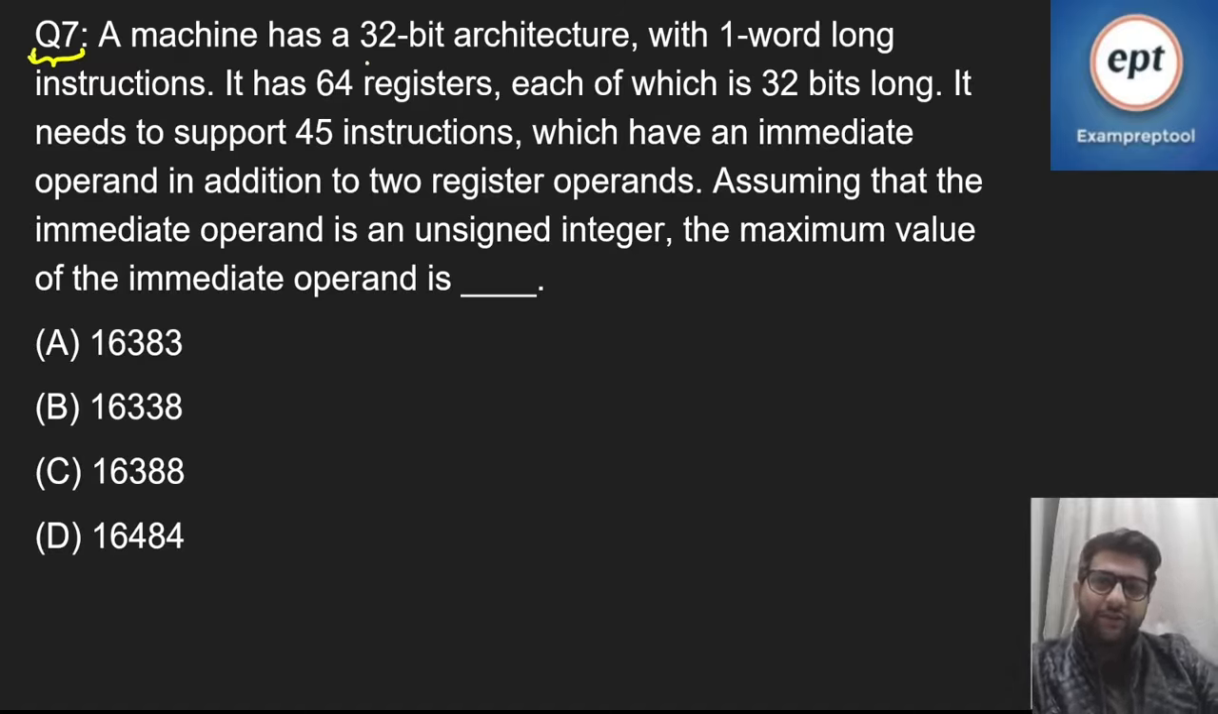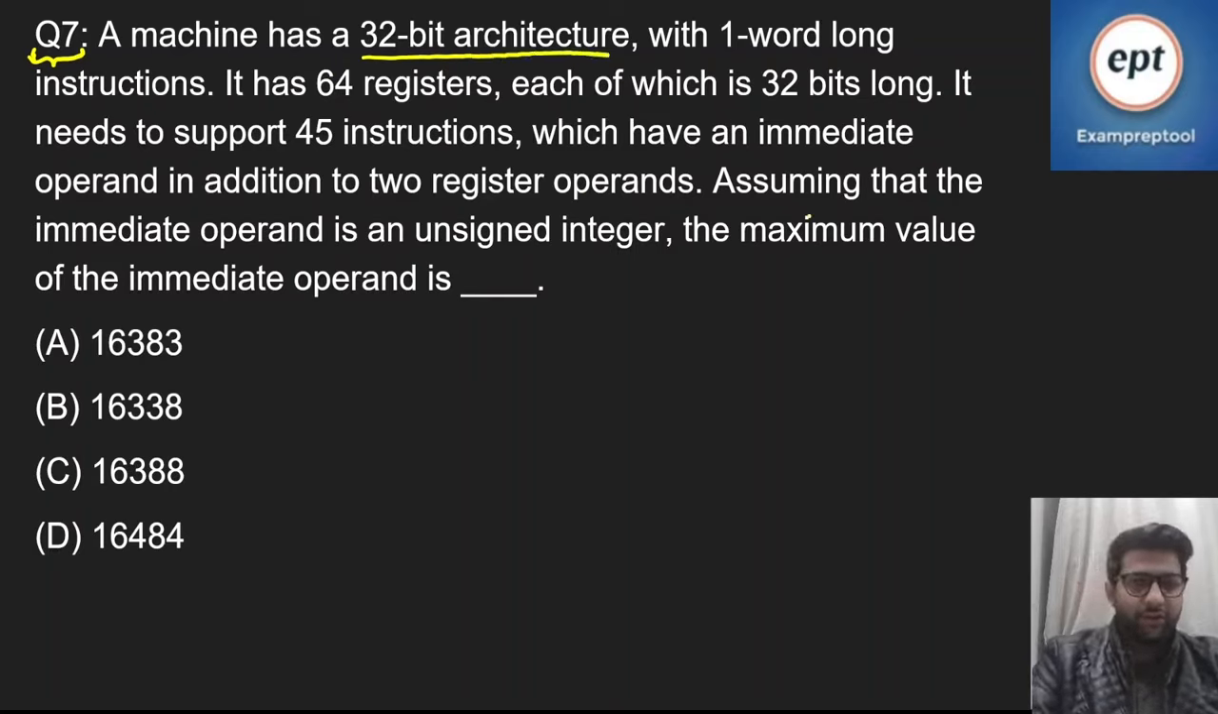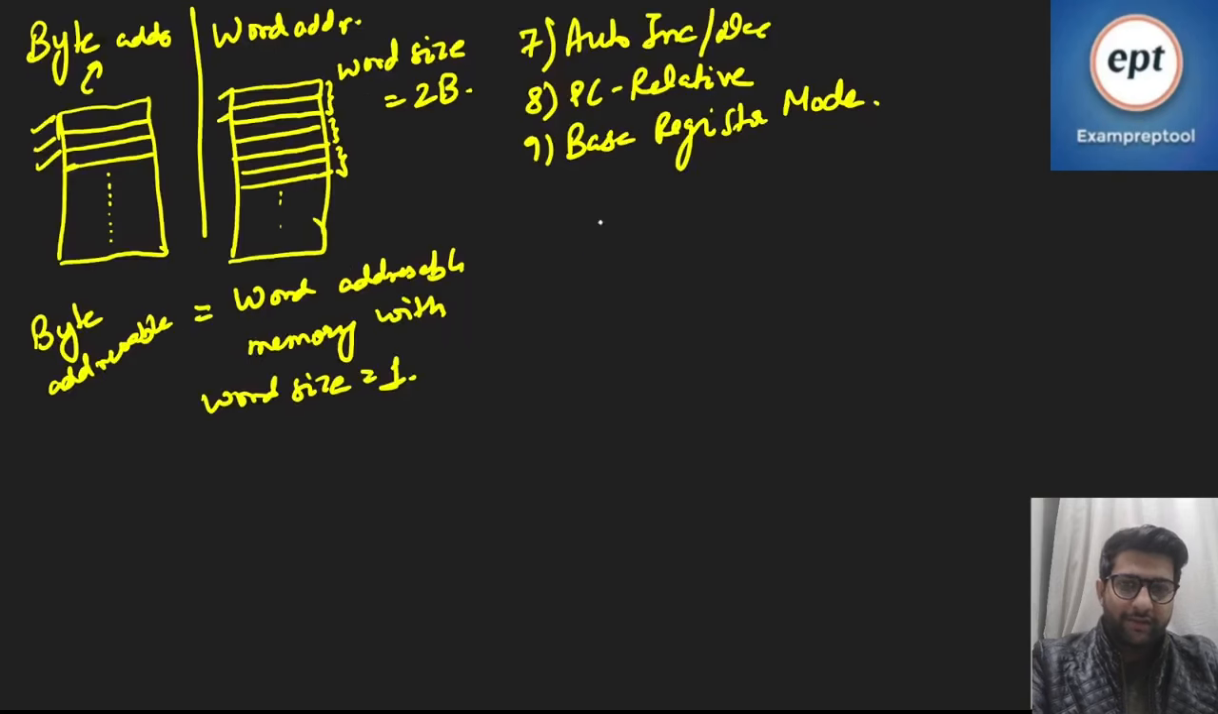So it is given that a machine has 32-bit architecture. Here is a new concept. I have chosen the questions in such a way that you learn something new from each and every question, right? So I want you to revise these concepts. These are small things but can help you in the GATE exam.